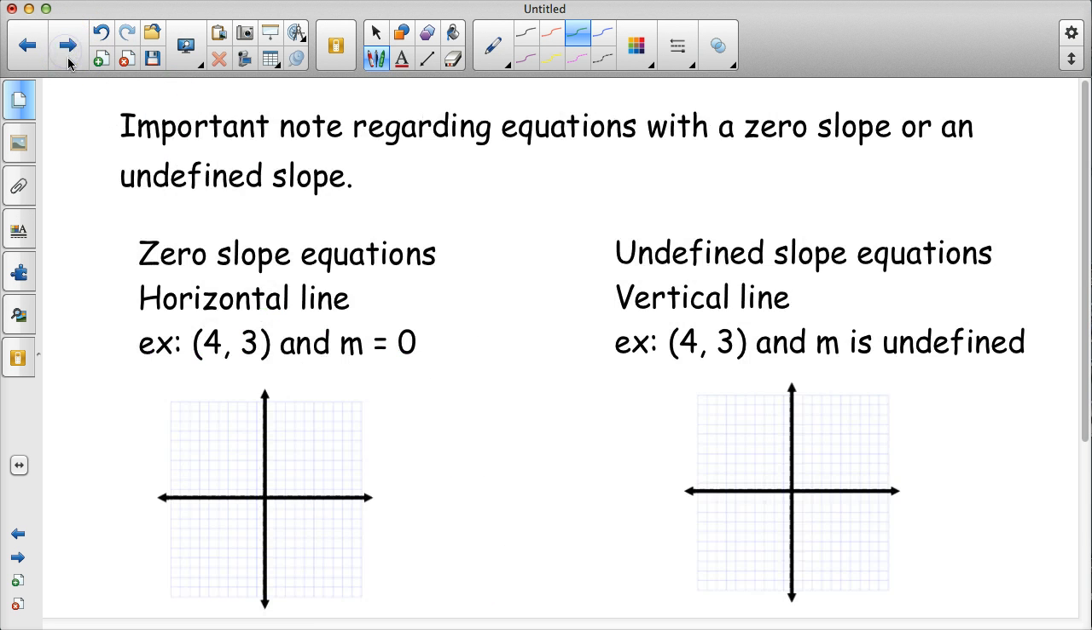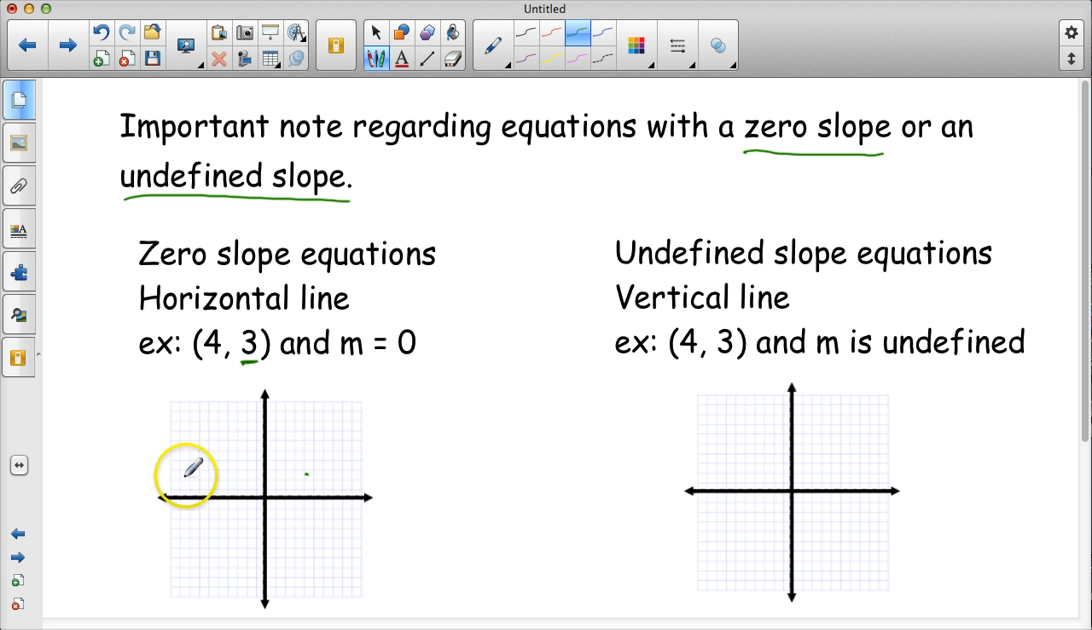Now I have 2 more things that I need you to understand about lines. It's important to note what happens when we have a 0 slope or an undefined slope. So I have 2 examples for you. Equations that have 0 slope are horizontal lines. An example would be if I'm given the point 4, 3. That's a point on my line, and my slope equals 0. That's a horizontal line where y equals 3. So I could put that point 4, 3 on my graph. It would be right about here.